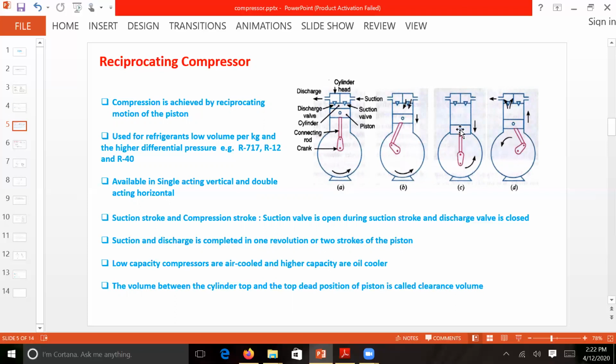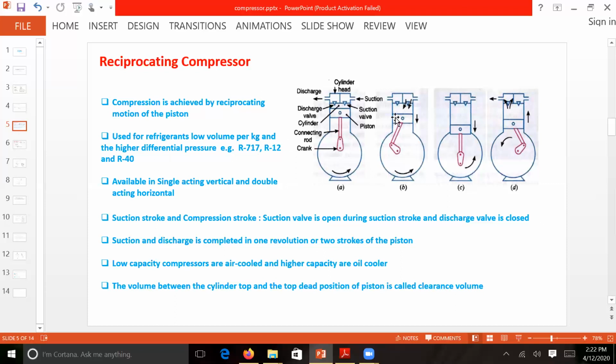Once the piston reaches the bottom dead center, the compression stroke happens. The piston will now be moving from bottom dead center towards the top dead center, where your exhaust valve will be opening. This gives the compression, or increases the pressure of the refrigerant. Compression is achieved by reciprocating motion of the piston, used for refrigerants with low volume per kg and higher differential pressure, that is for R717, which is ammonia, R12 and R40.